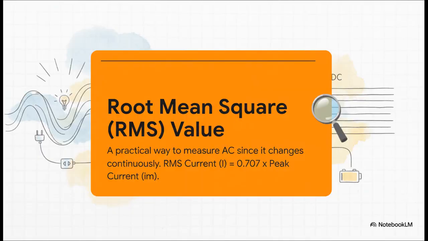And that smarter way is called the root mean square value, or just RMS. The best way to think about it is as the effective value. It basically answers the question, what DC voltage would give me the exact same amount of power? So when your wall socket says 220 volts AC, it means it has the same power-delivering punch as a 220-volt DC source. It's just a brilliant way to make AC and DC comparable.